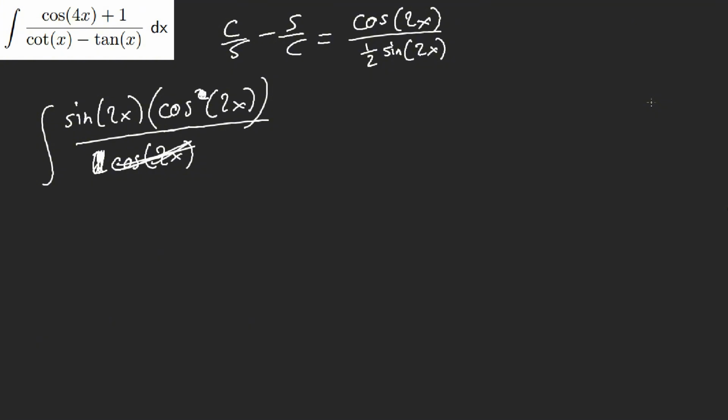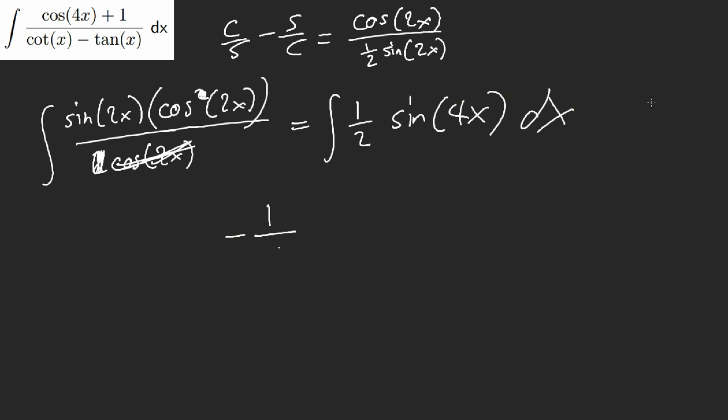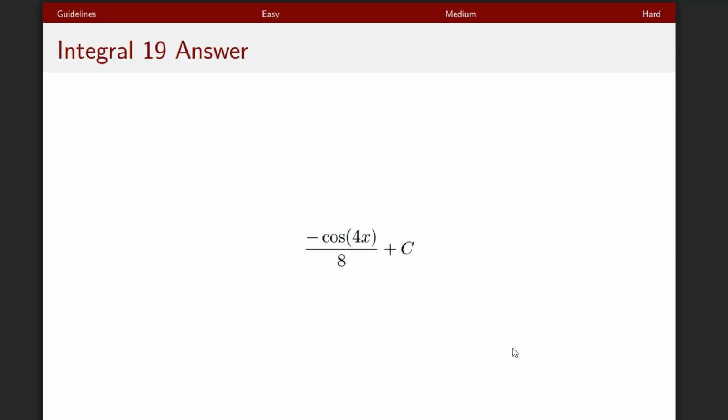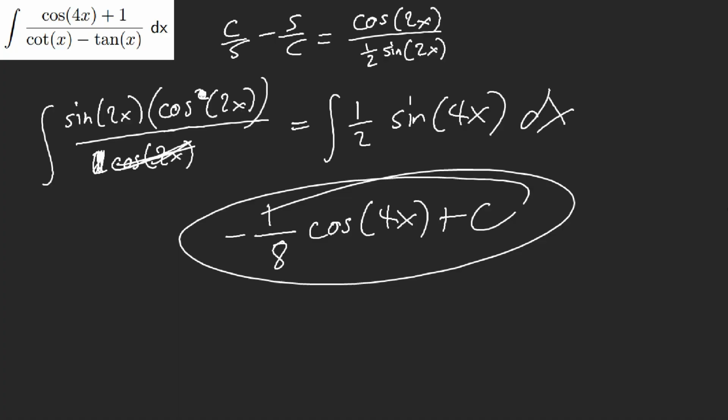Now this is equal to a half of sine 4x dx, and now this is just negative 1/8 of cosine 4x plus c. So negative 1/8 cosine 4x. Yep. There we go. Oh god. Oh no. This is one of my terrifying nightmares. Cosine squared, sine cubed. Okay.